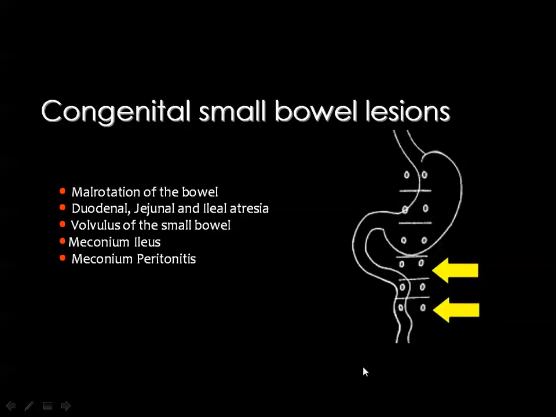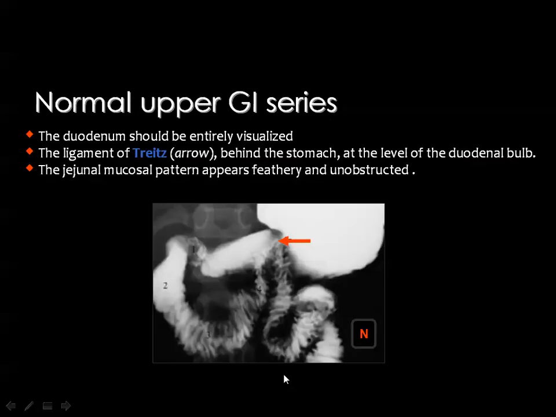Now, what are the lesions we would like to discuss? First, we'd like to discuss malrotation of the bowel, then atresia, including duodenal, jejunal, and ileal atresia, then small bowel volvulus, and meconium ileus and meconium peritonitis.